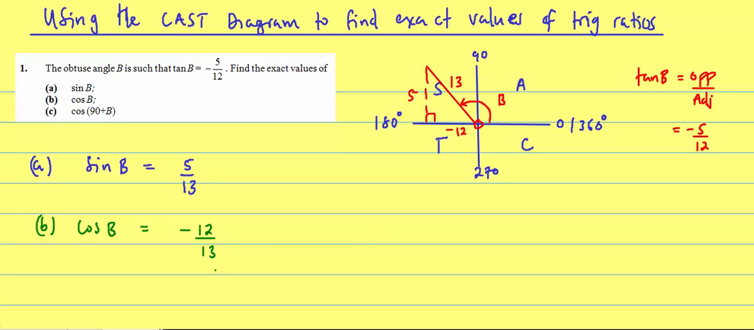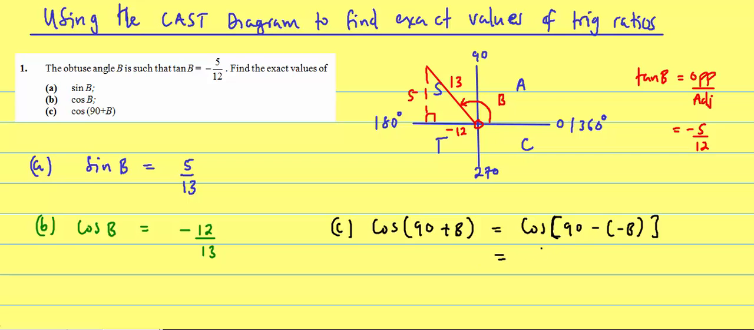And finally, we are looking to find item C, and C is going to be slightly different because of the 90 plus B, so we will make use of some reduction formulae to reduce it to just the cosine of B. Now we know that this can be written as cos of 90 minus B. Let me use a square bracket here to show that I've got some brackets inside, and this here is going to be the same as the sine. Maybe let me write it here.